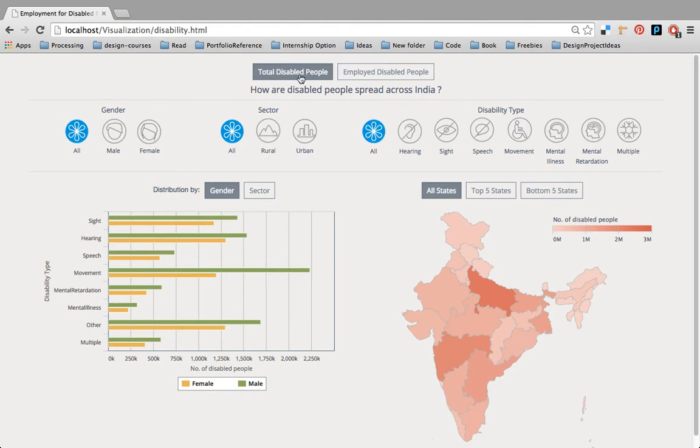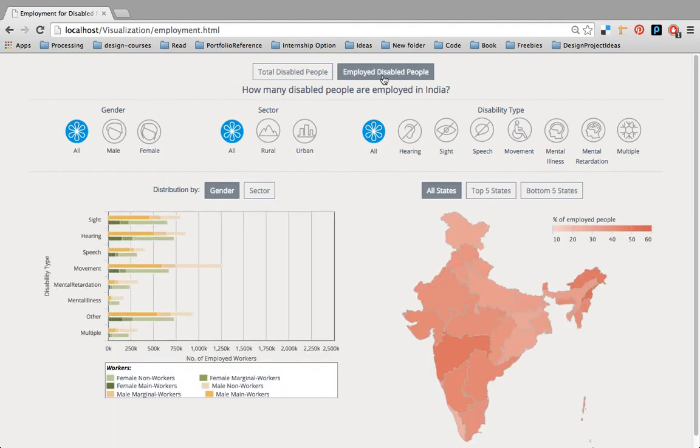The navigation section at the top answers two most important questions. For the total disabled people, you get to know how disabled people are spread across India. For the employed disabled people section, you understand how many disabled people are employed in India.